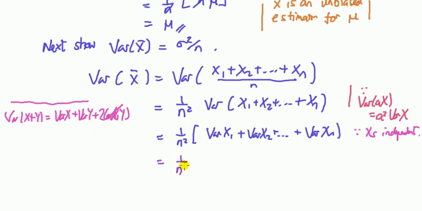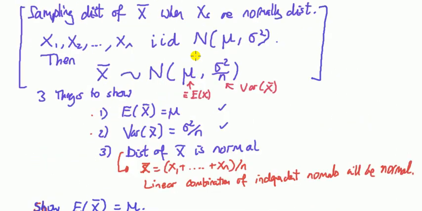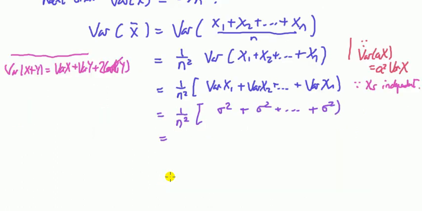Continuing on, what do we know about the variance of x1? It's sigma squared, because each of these x's has a normal distribution with mean mu and variance sigma squared. Again, it's going to be the same for all of them. How many do we have? We have n. So we get n sigma squared over n squared, which is equal to sigma squared over n, and we're happy.